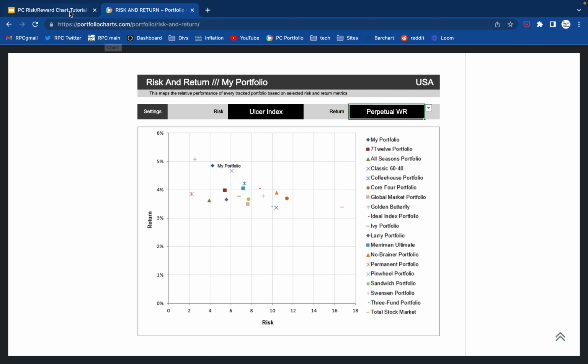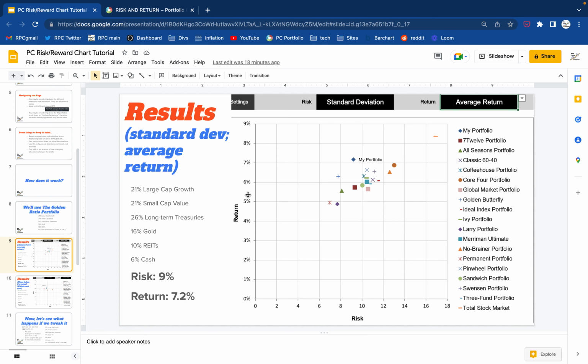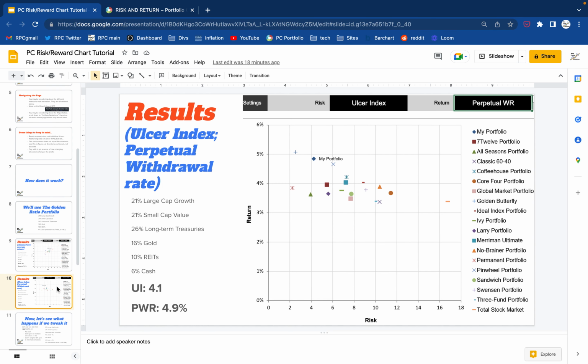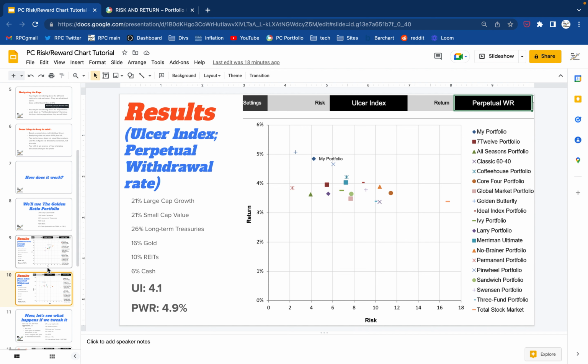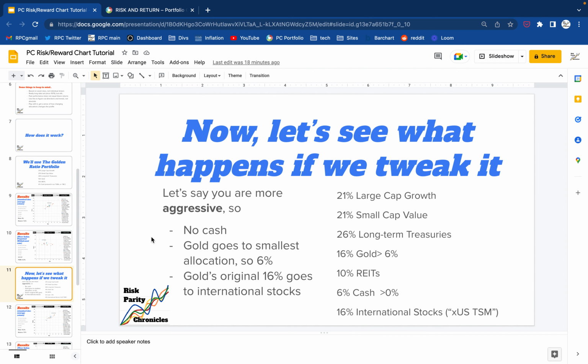All right, so that right there was just the basics about how to use it. I've marked it down here. You get 4.1 for Ulcer Index and a 4.9% perpetual withdrawal rate. Now, to really show you where this tool can really work for you, let's see what happens when we tweak the portfolio just slightly.